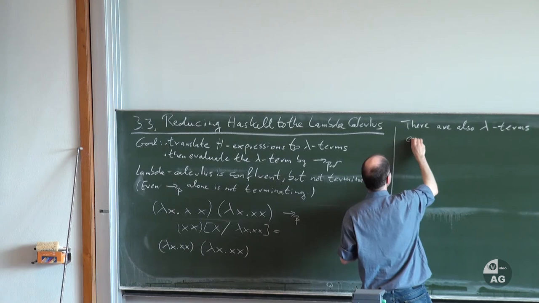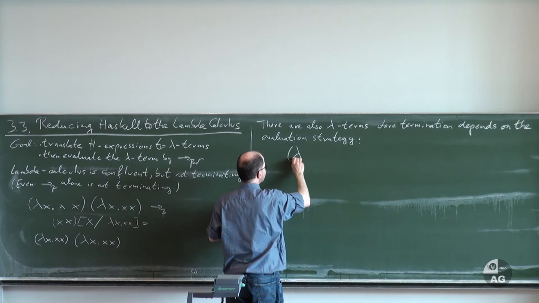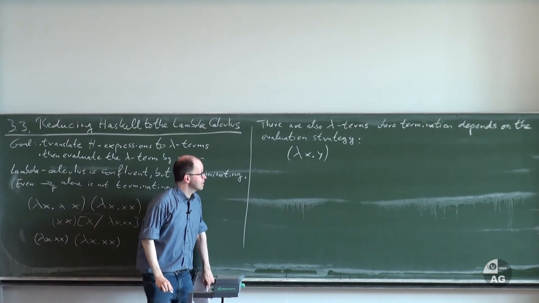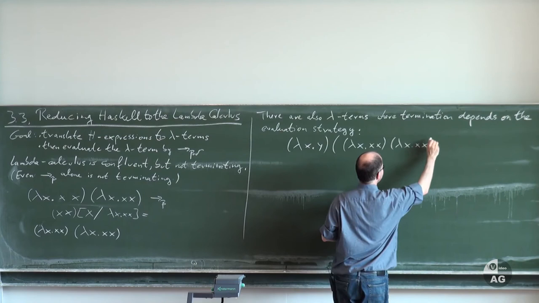On the evaluation strategy. And well, why is this? For example, if I have this lambda x dot y, that looks rather harmless. And this I apply to this nasty term over here. So lambda x dot y is applied to the term lambda x dot xx applied to lambda x dot xx.